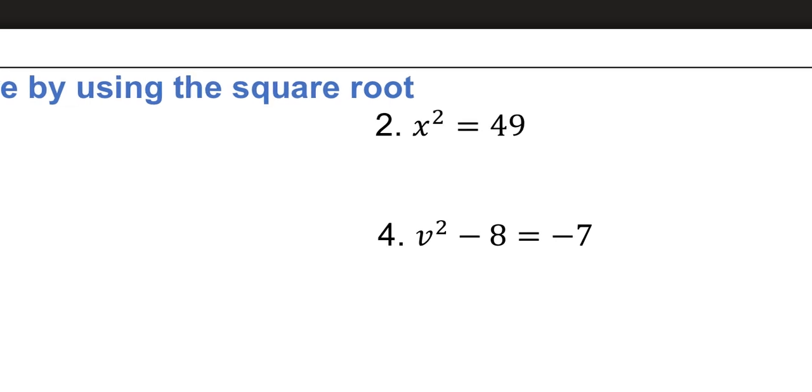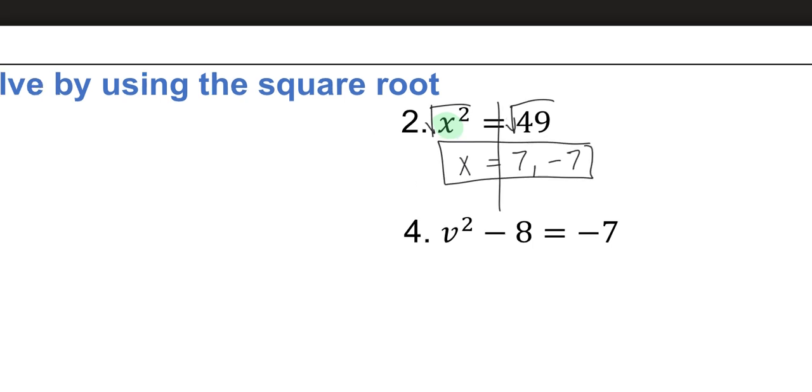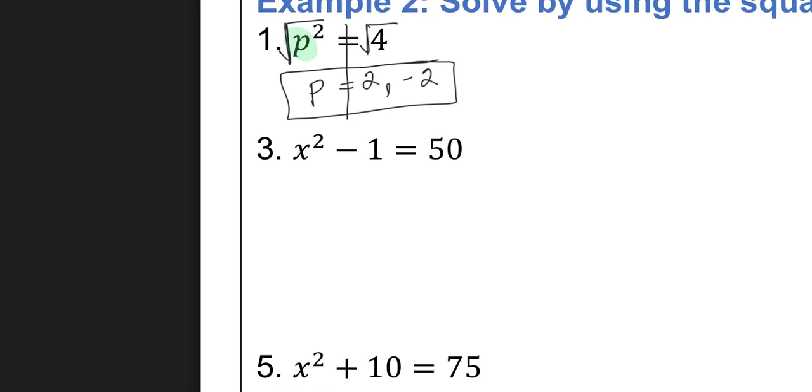Number 2, we have our x is the only thing being squared, so that is already isolated. So we can square root both sides. Square root of 49 is 7, and we have negative 7. If we look at number 3, the x is the only thing being squared, so we need to make sure we get that alone first. So I'm going to add 1, so x squared equals 51, and then we can square root both sides.